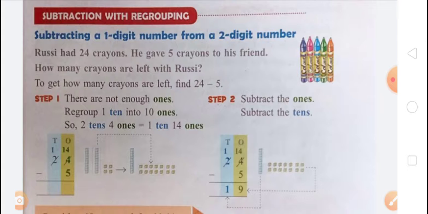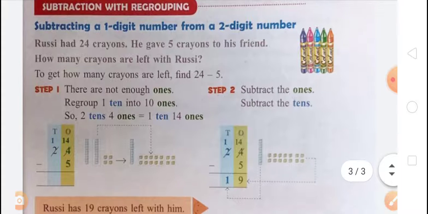Rushi had 24 crayons. He gave 5 crayons to his friend. And how many crayons are left with Rushi? To get how many crayons are left, find 24 minus 5. In step 1, there are not enough ones, so regroup 1 ten into 10 ones. So 2 tens and 4 ones make 1 ten and 14 ones.